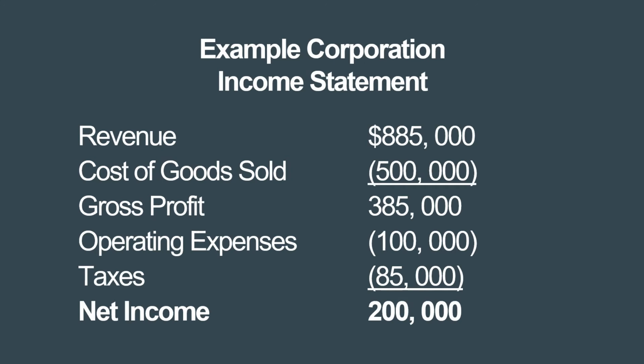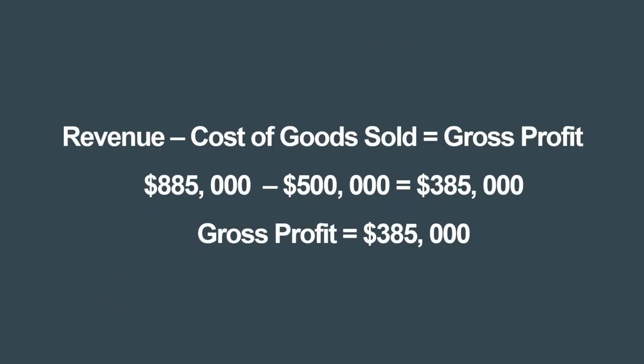Let's take a look at an example. Here we have a very modified income statement. In this example, we are only concerned with the first three lines: revenue, cost of goods sold, and gross profit. The brackets indicate subtraction. So here we are subtracting 500,000, which is our cost of goods sold, from 885,000, which is our revenue. When we subtract 500,000 from 885,000, we are left with 385,000. That is our gross profit. As you can see here, it is the same formula that we looked at earlier. Our revenue minus our cost of goods sold gives us our gross profit.